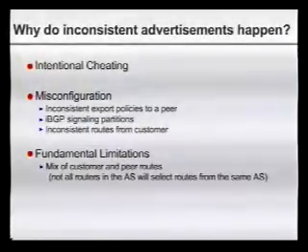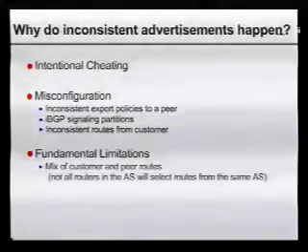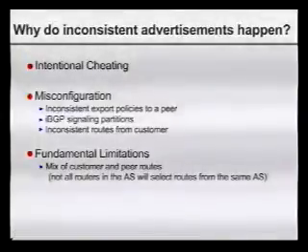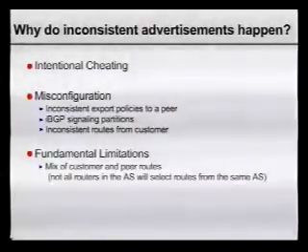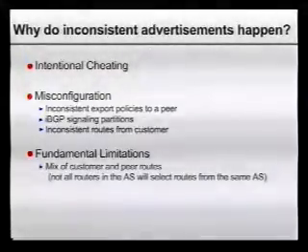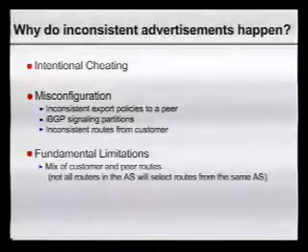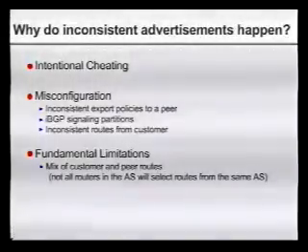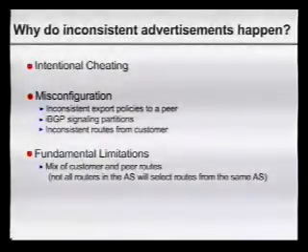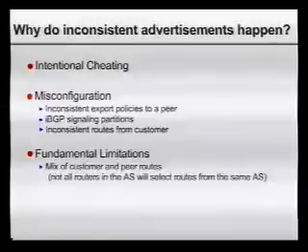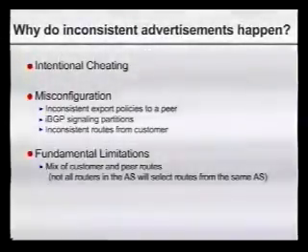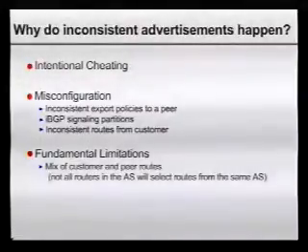So first, let's get to the question of why these inconsistent advertisements happen. Well, the first one is obvious, right? Your peer may actually just be trying to cheat you. That's simple enough. But the peer may not be sending inconsistent routes intentionally. There are a number of reasons why you might expect to see these inconsistent advertisements, several of which involve misconfiguration, and I'll go into detail on these in the coming slides. And others have to do with some fundamental limitations with regard to the interaction between the BGP decision process and how people implement business contracts.